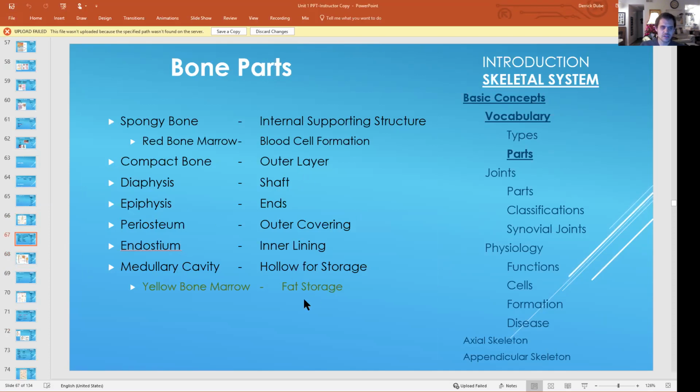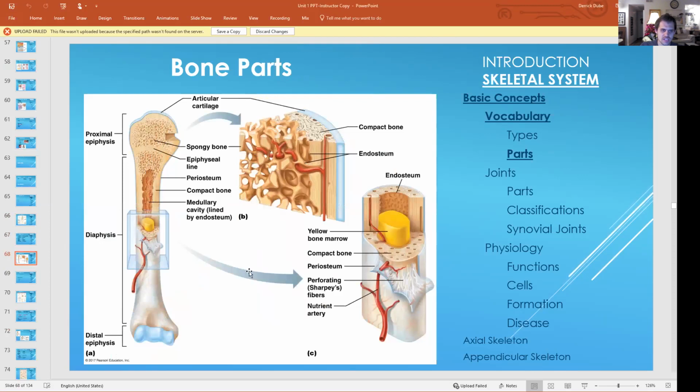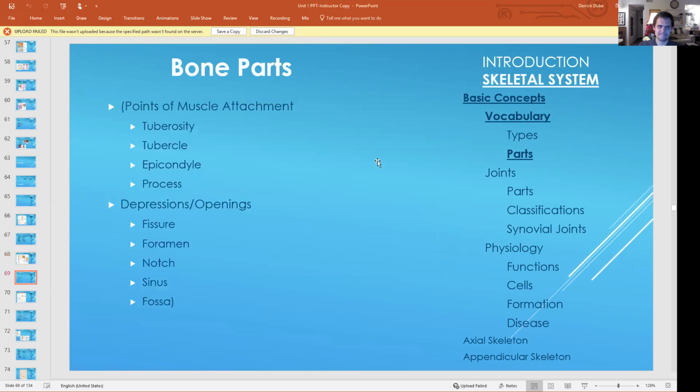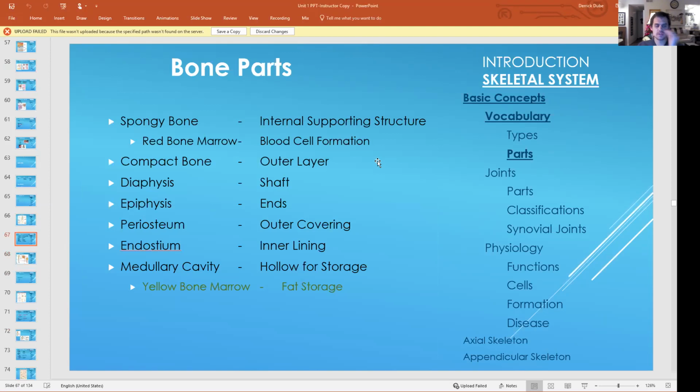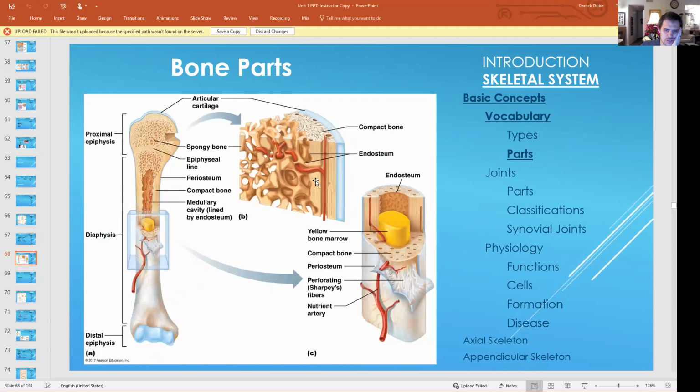And the endosteum is the inner lining. So this is just the lining inside of the bone. That's, again, just another protective layer to insulate this compact bone, or just the bone in general. All right. Let's see here. Bone marrow, fat storage. So cover that.